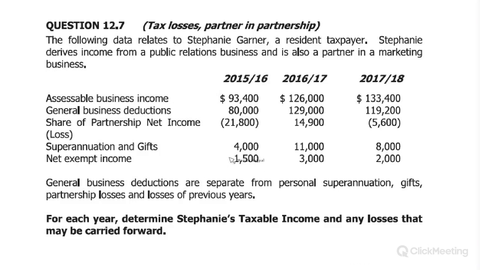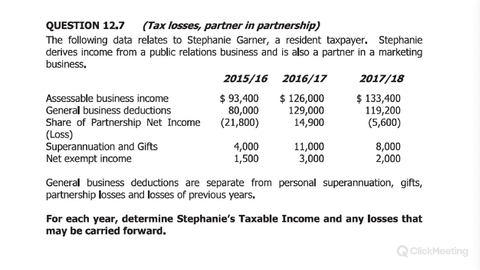Because if we look here, when you put this information in the spreadsheet, you will notice they are already making a loss. That's right. So they will not be able to add that super and gift into their deductions for this year, for 2015-16. Make sense? Okay. All right.